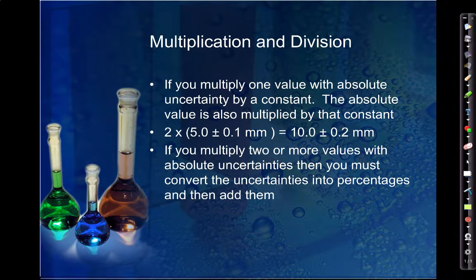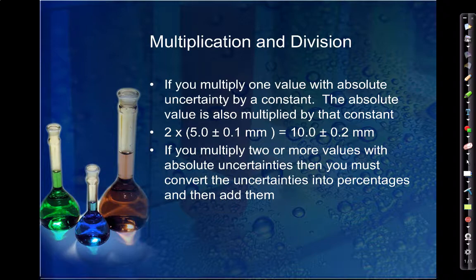All right, multiplication and division. So let's say that you have to multiply your measurement by a constant value. And I'm not saying like Avogadro's constant. I'm just saying, let's say you have to multiply your measurement by something like 2, just that number 2. You will multiply the uncertainty by that value as well.